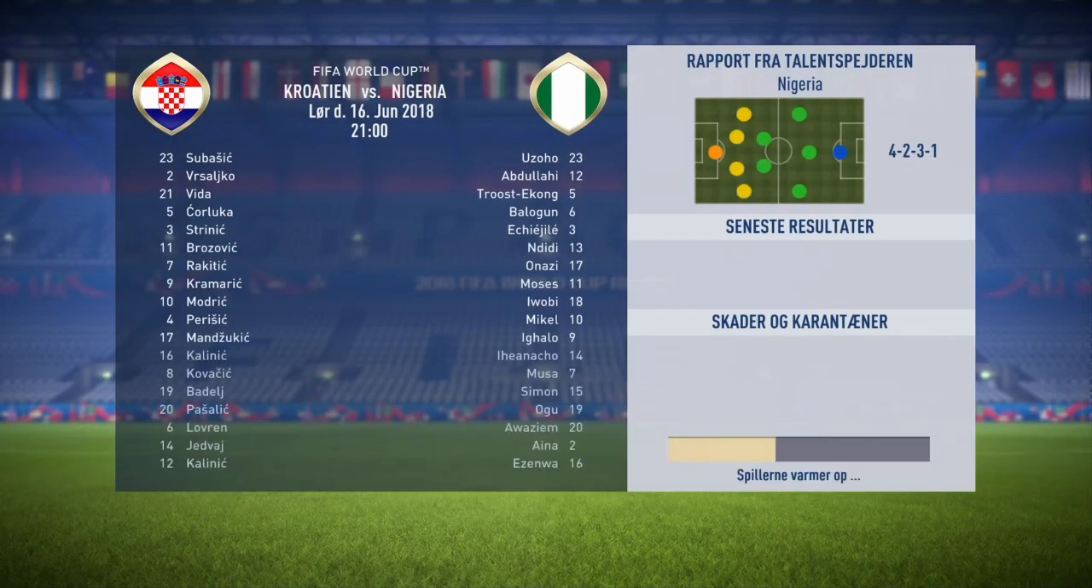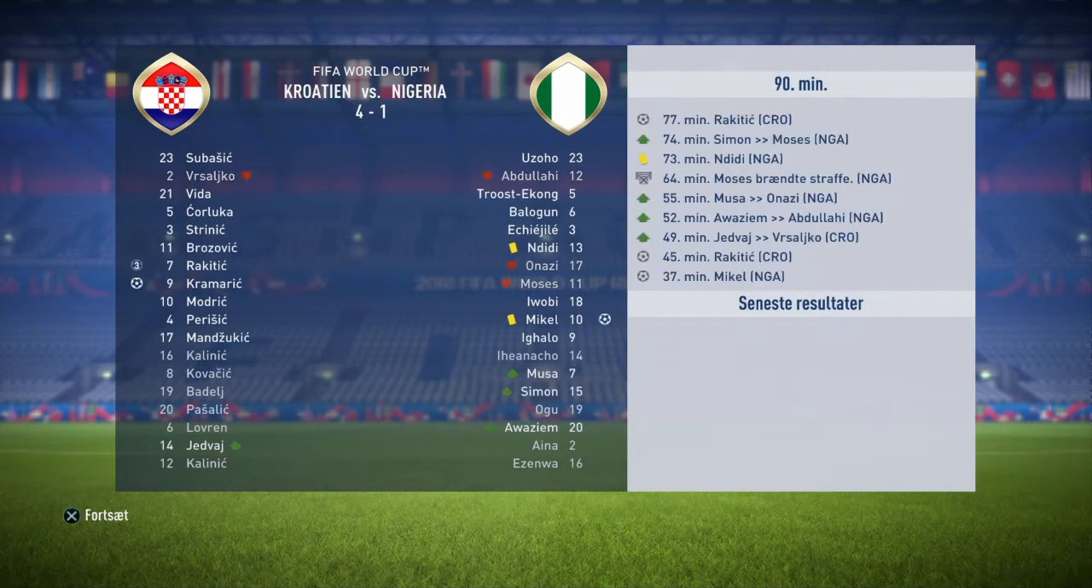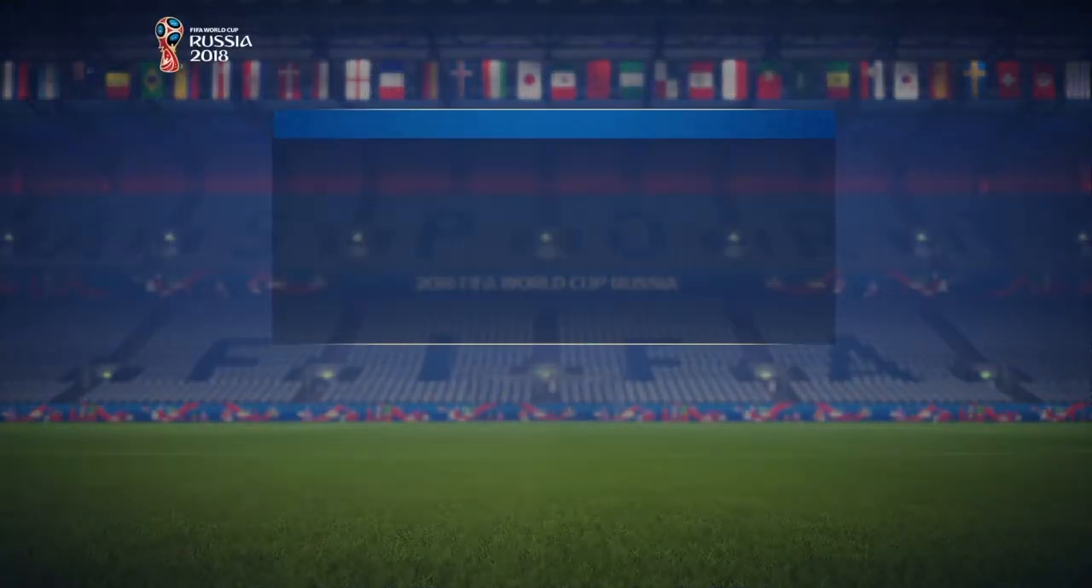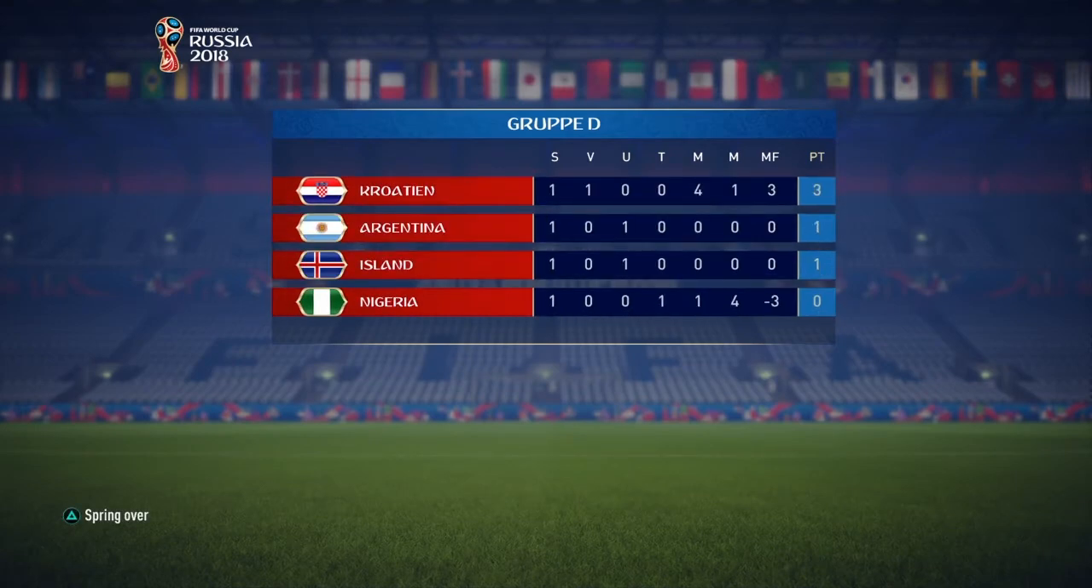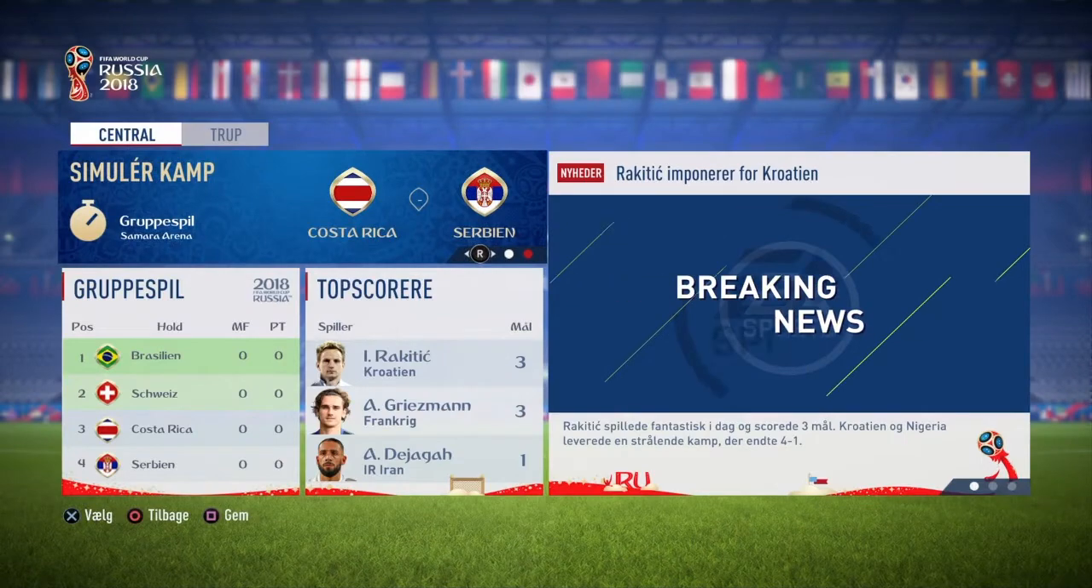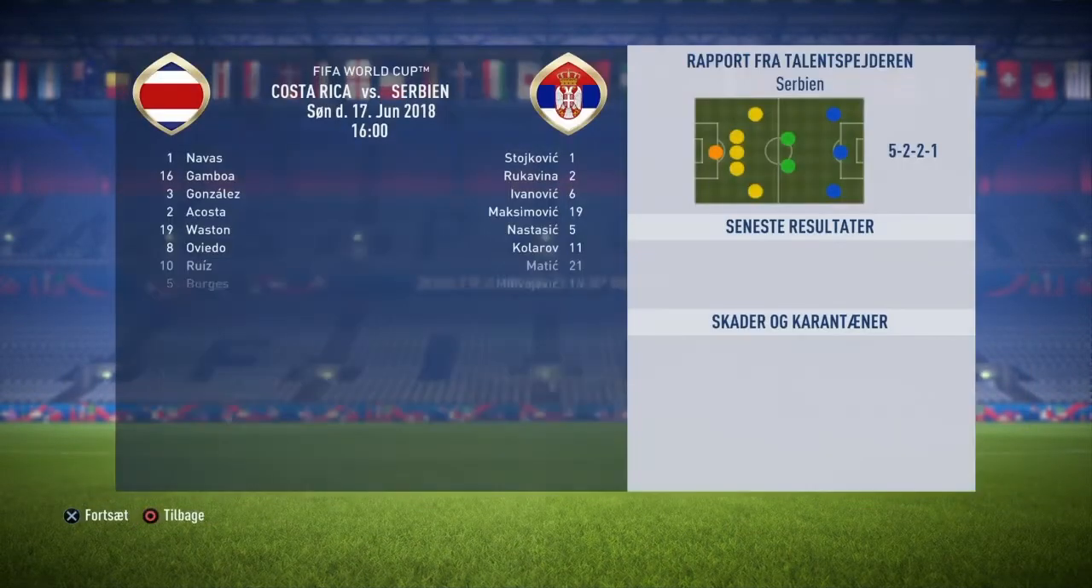Then we have Croatia against Nigeria. Let's see what that match will get. 4-1 victory to Croatia. A hat-trick from Rakitic and 1 goal from Kramaric. I had Croatia and Argentina as my favorites to go out of this group, even though Nigeria can do something, I think, in the group.